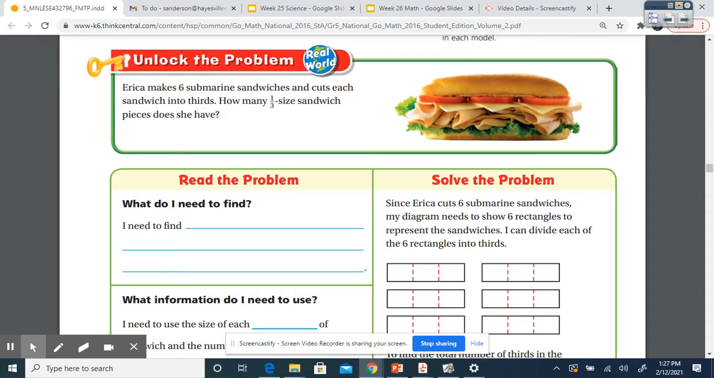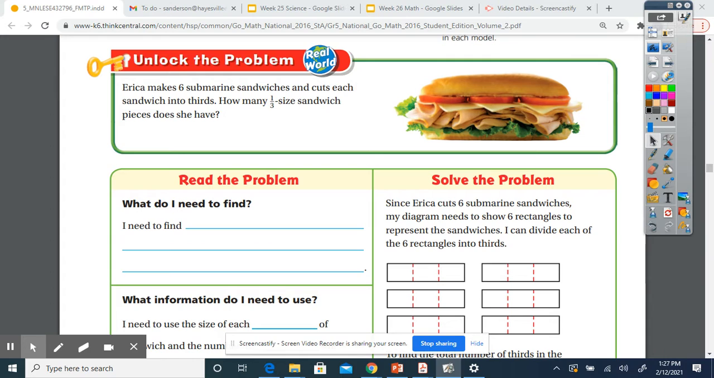All right, so our problem for today is that Erica makes 6 submarine sandwiches. So she just makes 6 sandwiches and cuts each sandwich into thirds. How many 1/3 size sandwich pieces does she have? So first we need to figure out what we are trying to find in this problem. What we're trying to find is the number of 1/3 size sandwich pieces.